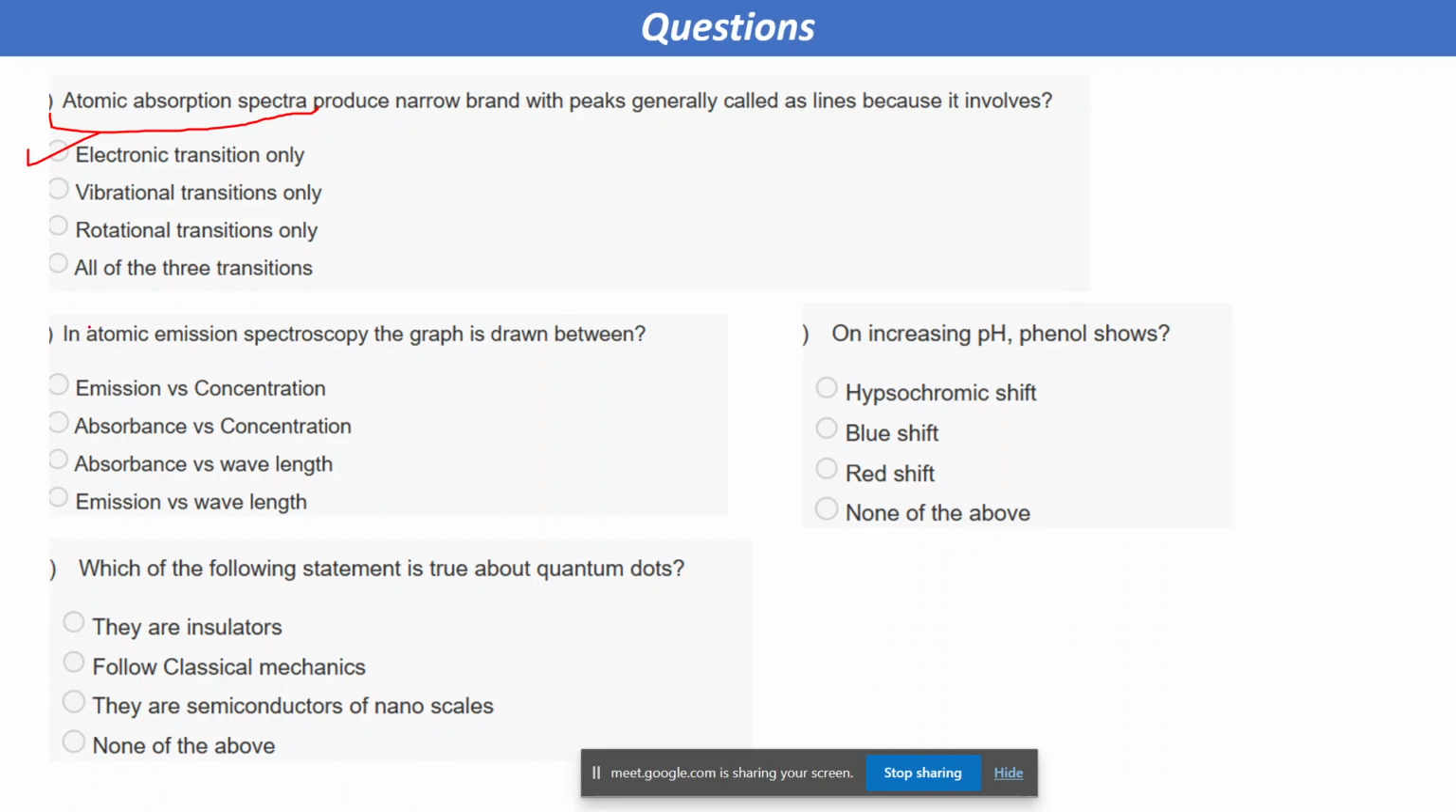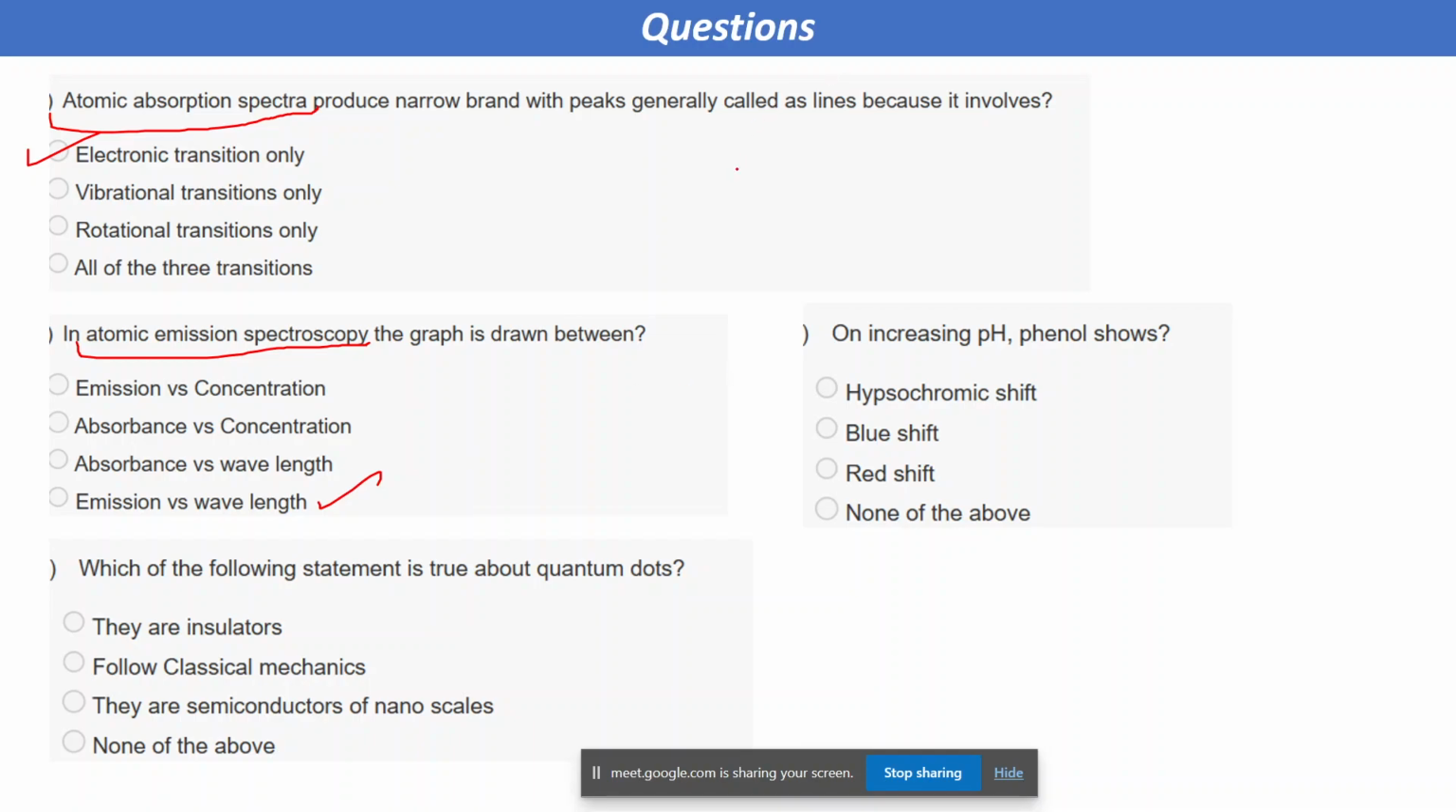Now, the next question. In atomic emission spectroscopy, the graph is between what? There is a difference: earlier it was atomic absorption, now it is atomic emission. So the graph is between emission versus wavelength. It is not concentration, it is wavelength. So just remember, in atomic emission spectroscopy, we plot emission versus wavelength.